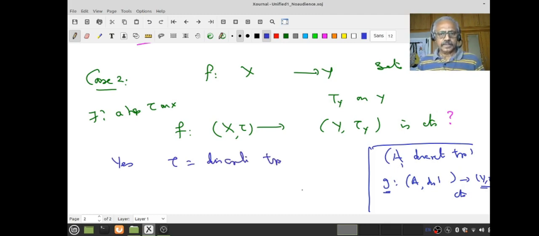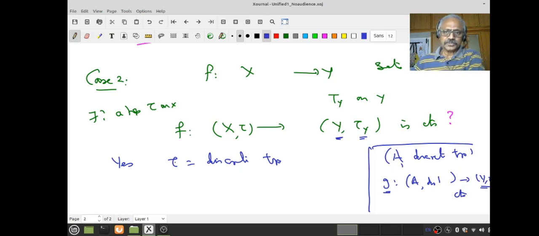But then the data given, namely Y, the topology tau_Y given on Y, and a specific function f from X to Y, none of these three data is ever used if I use only the discrete topology, number one. And remember, it's the largest topology on any given set. Discrete topology is the largest topology.